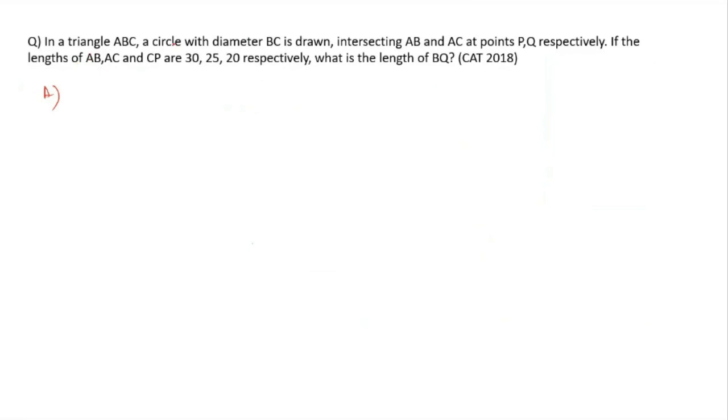In a triangle ABC, a circle with diameter BC is drawn, intersecting AB and AC at points P and Q. The length of AB is this, AC is this, and CP is this. What is the length of BQ? CAT 2020. First things first, a circle with a diameter in a triangle.